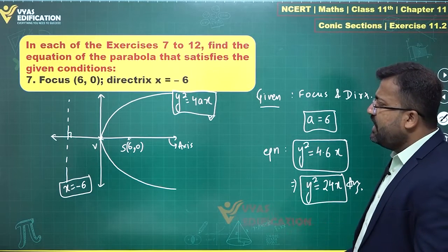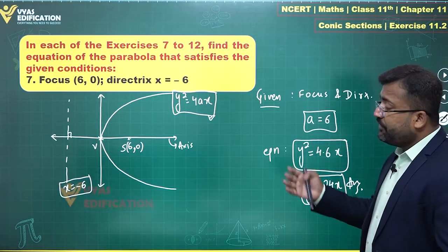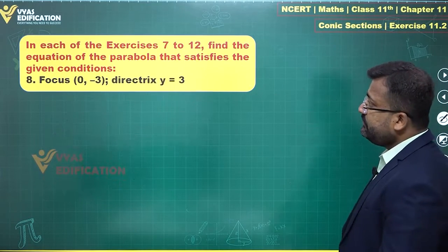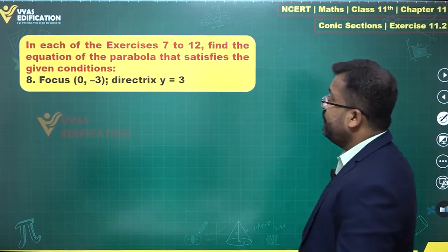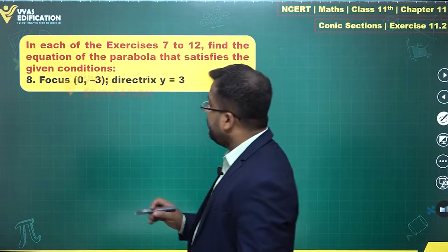As you can see over here, with the help of a simple diagram, we can identify this particular equation of the parabola very easily. In the 8th question, we have focus at 0 comma minus 3, that is on the y-axis, and directrix at y is equal to 3.